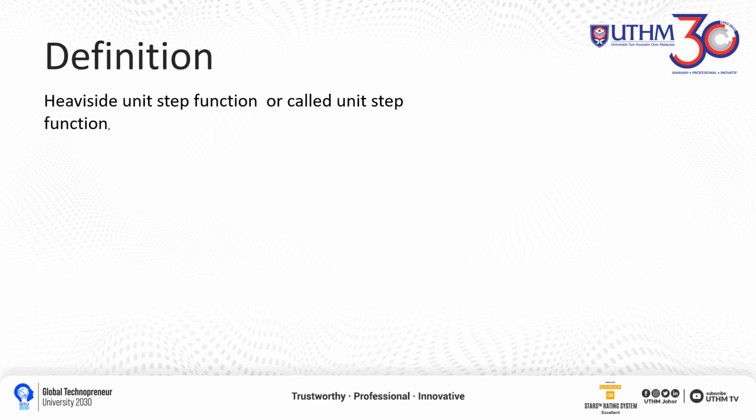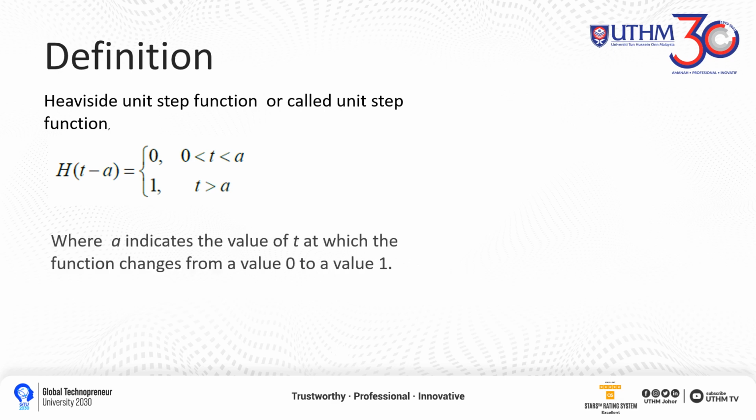Unit step function, also known as Heaviside unit step function, named after its founder, an English engineer, Oliver Heaviside. The notation of unit step function is h(t - a), where when t is more than 0 or less than a, the amplitude is 0, and when t is more than a, the amplitude is 1, where a indicates the value of t at which the function changes from a value 0 to a value 1.